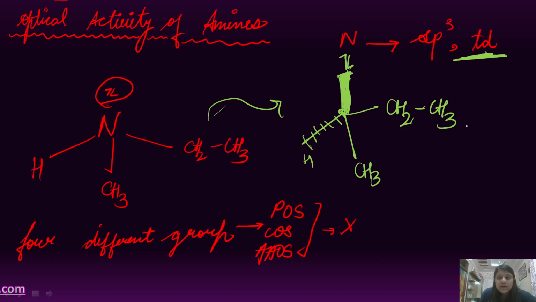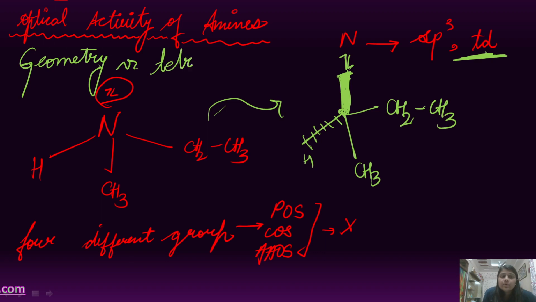You have to remember that the geometry of amines is usually tetrahedral. But what happens if we observe the quaternary structure? Then also the geometry is tetrahedral, but the shape is not always the same. Here the shape is pyramidal, but when we have quaternary amines, both the shape and geometry are tetrahedral. Geometry tetrahedral with a pyramidal shape is only possible when we have 1 lone pair of electrons.